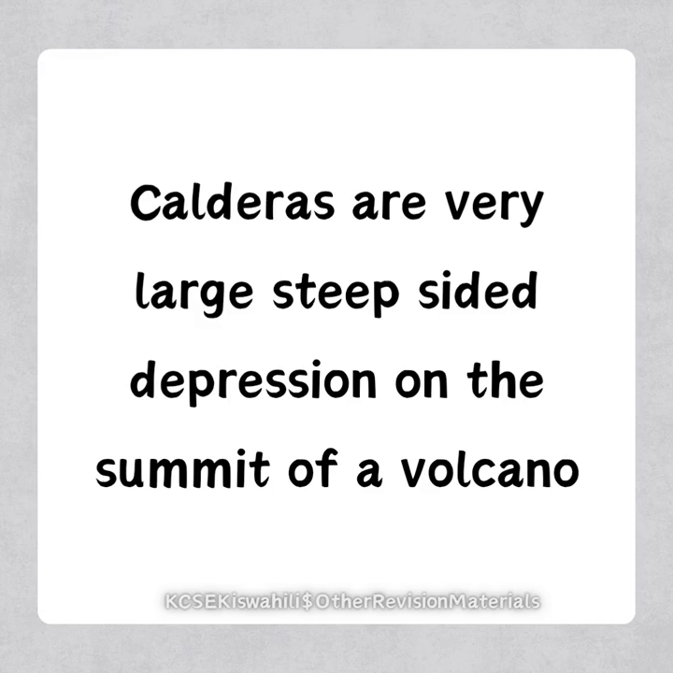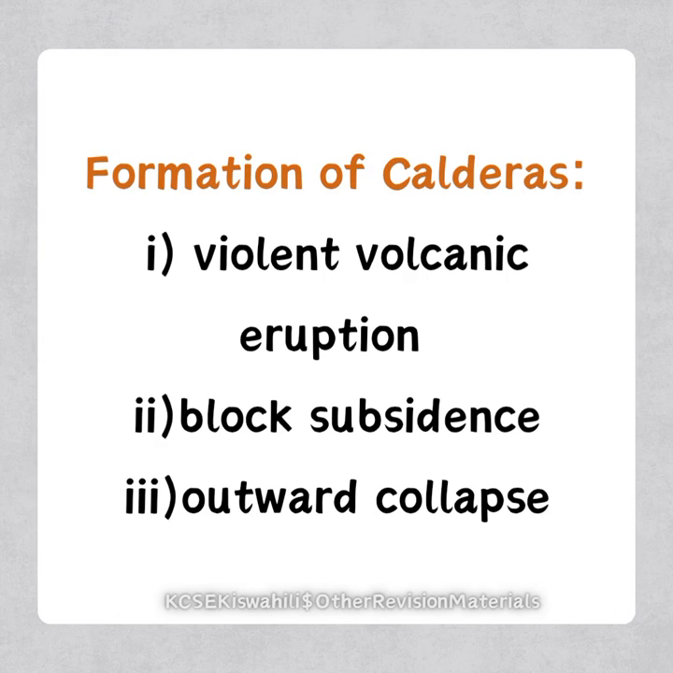Calderas. A caldera is a very large steep-sided depression on the summit of a volcano. Calderas can be formed through any of the following methods: by violent volcanic eruption, by block subsidence, and by outward collapse.